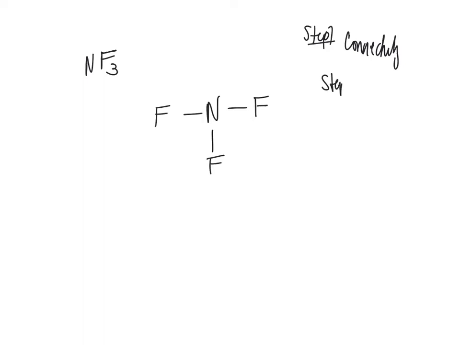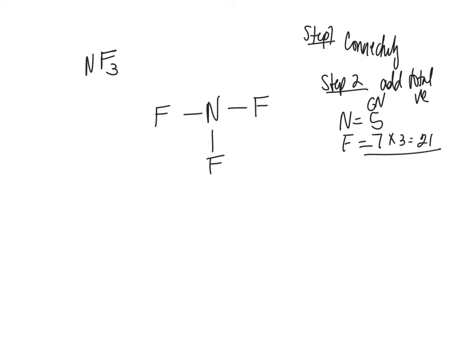And then step 2, we need to add our total valence electrons. So nitrogen is group number 5, and fluorine is group number 7. And there's 3 of them, so that's 21. So what's 21 plus 5? 26 total valence electrons. And now we add them. So step 3, we go outer, we add electrons, outer, and work our way inward.